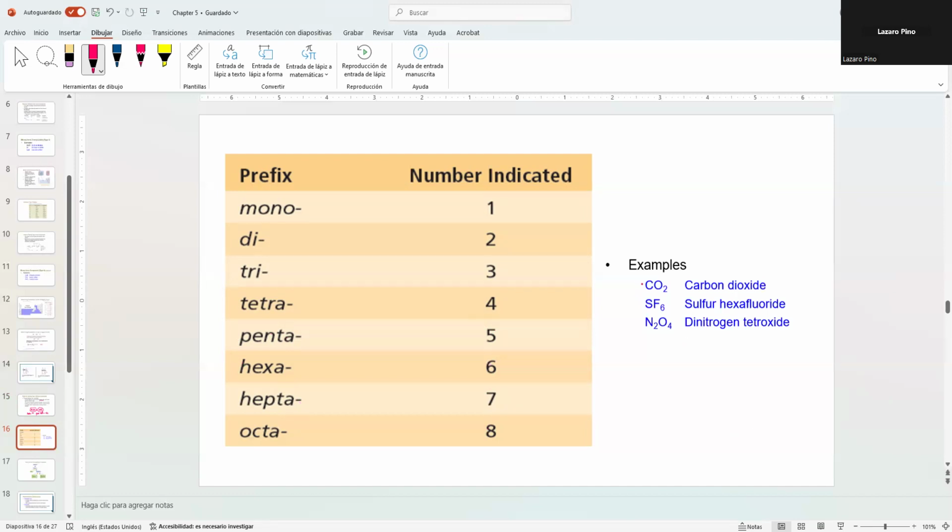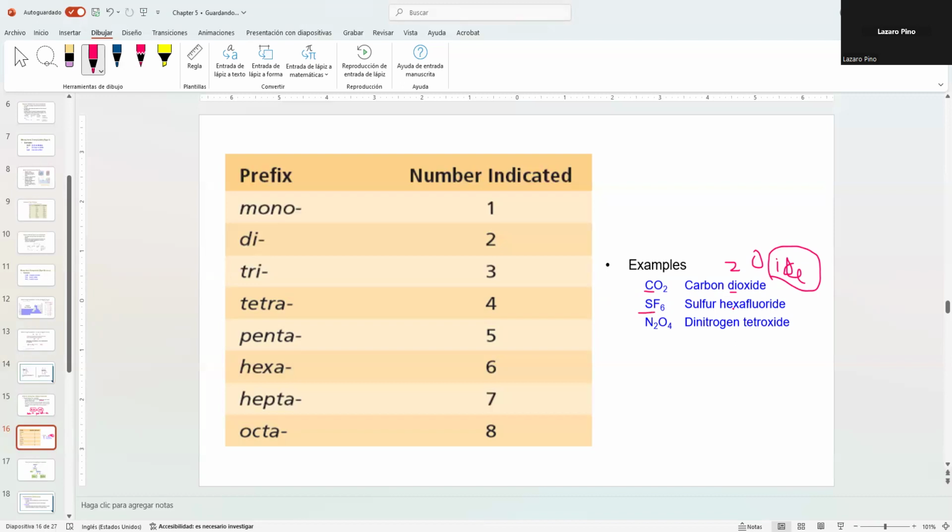Let's begin here. In this case, we have only one carbon, but in the first element, we never use mono. Then we say only carbon. And we have two oxygen. Oxygen is oxide, but we use the prefix di. Then we say di because they are two oxygen, and we say oxide because the second element's name always ends in "ide." Then carbon dioxide.